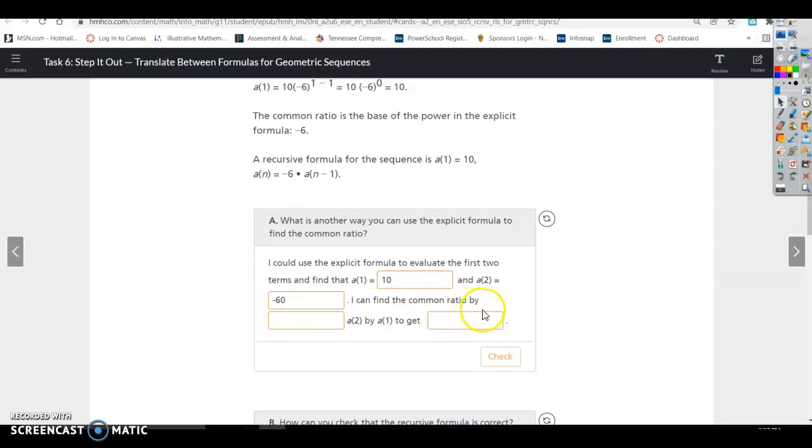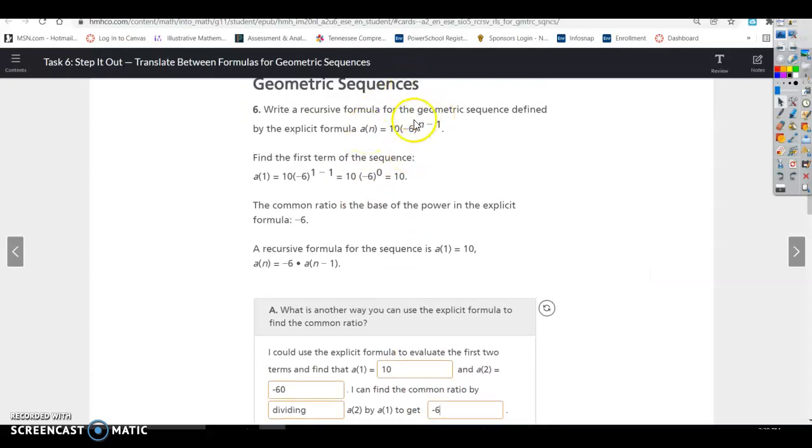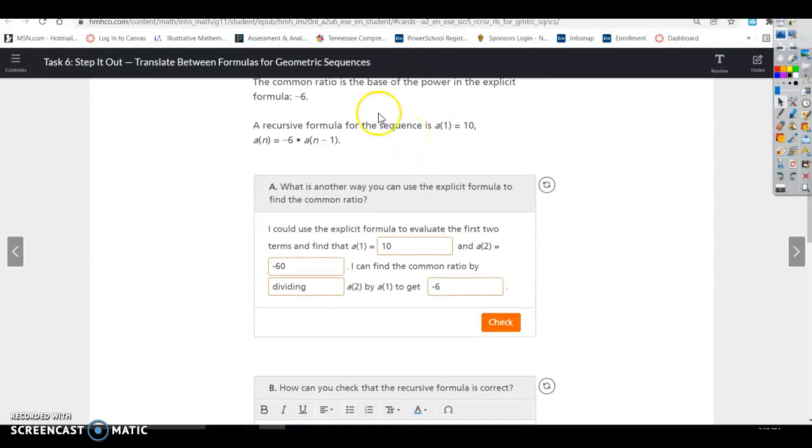And I can find the common ratio by dividing my second term by my first term. So this would be dividing. To get negative 60 divided by 10 is also negative 6, which we can see is our common ratio from the formula above here. All right, but this is just another way you can use the explicit formula to find that common ratio.